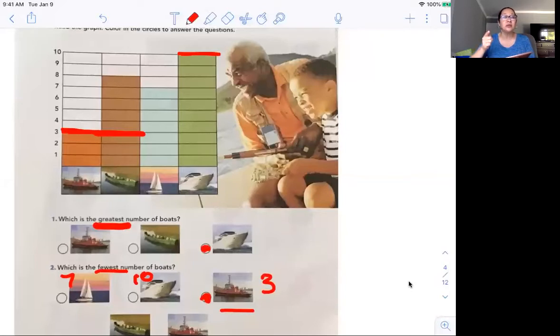Okay. So you see how the tugboat has only 3? You following me so far? But look, how many more does the canoe have? That means you're going to count. After that line right there, you're going to keep counting. Ready? 1, 2, 3, 4, 5. How many more of those rectangles are filled in on top of that line? 1, 2, 3, 4, 5. Right? 5 more.